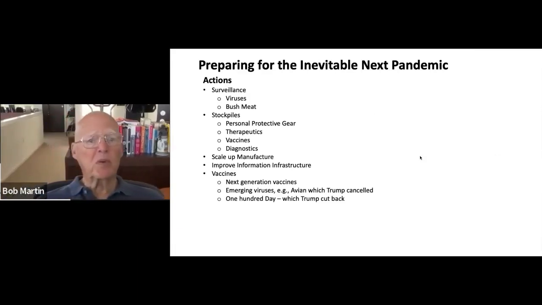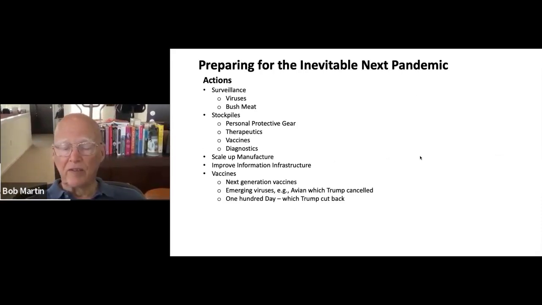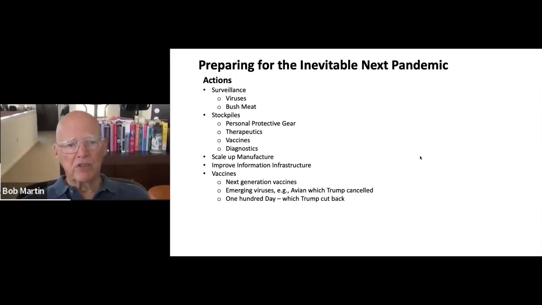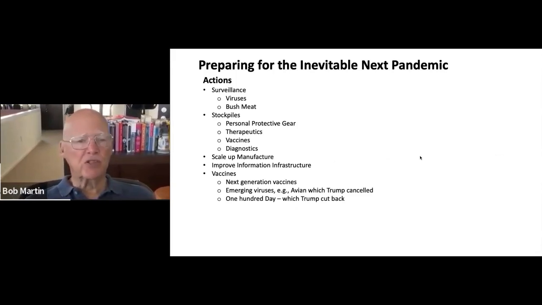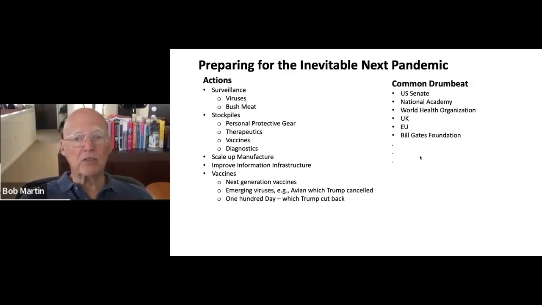Okay, preparing for the next pandemic. Yep, this is going to be one. We're lucky that the avian flu appears not to be going to be a pandemic. Right? CDC has dropped it off its big list. It's still watching it, but it's dropped it. What do we need to do? Watch for it, build up stockpiles that we didn't have for the COVID one, scale up our manufacturers so we're not relying on others, improve the information infrastructure, and most importantly, work on vaccines.